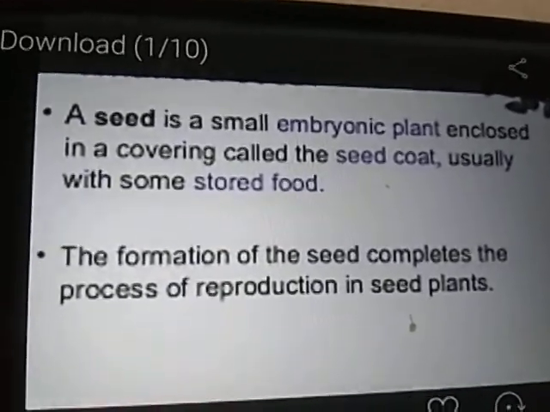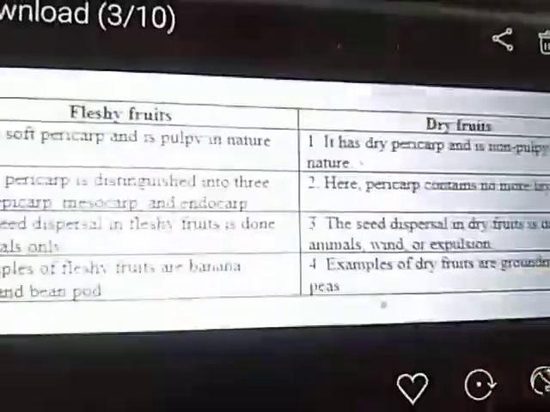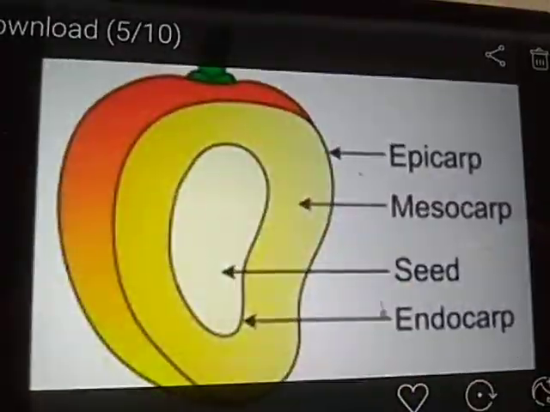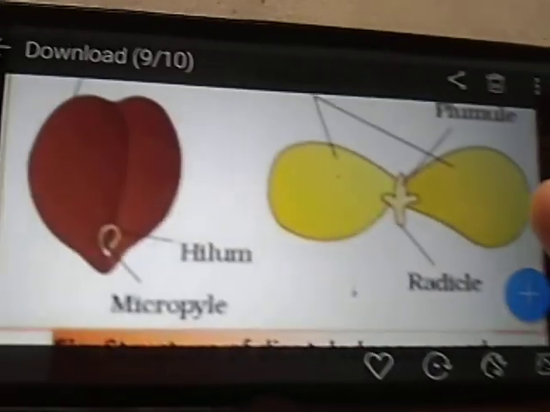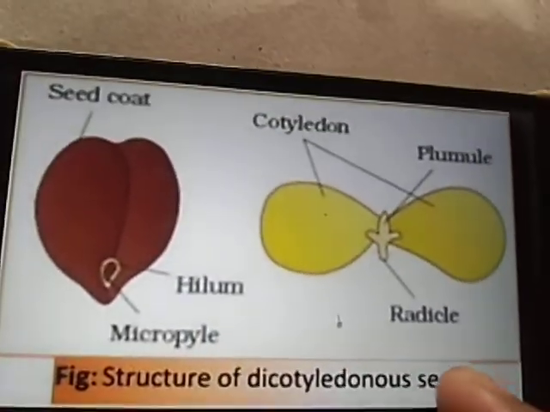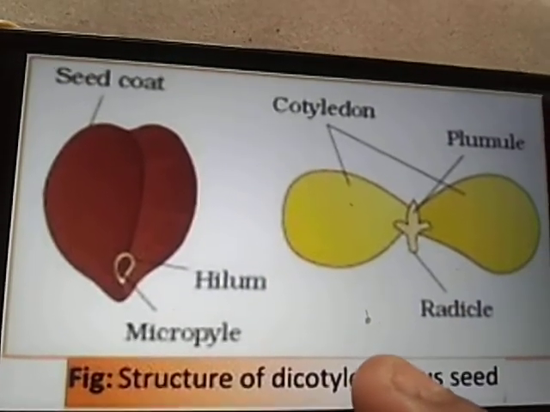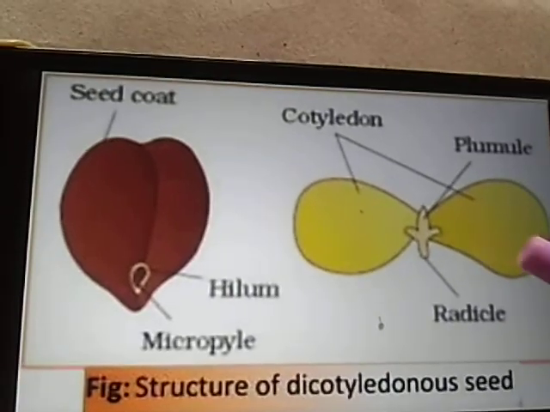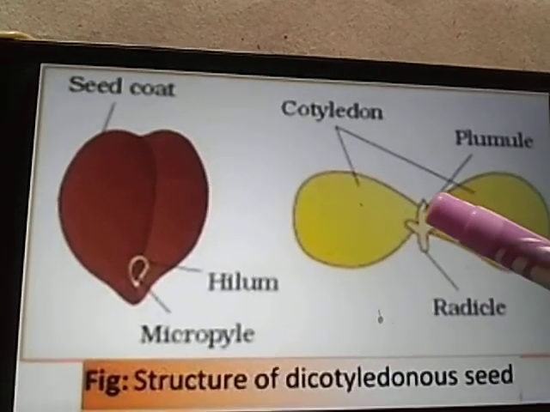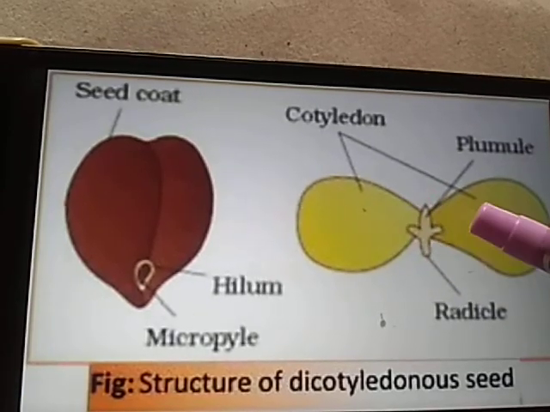So this is the definition of seed, and now see the structure of seed. What is the structure of seed? You will see here. See these seeds. This is the structure of dicot seed: seed coat, then hilum, micropyle, and these two cotyledons are there, and here plumule and radicle. This is the embryo, and these are cotyledons.